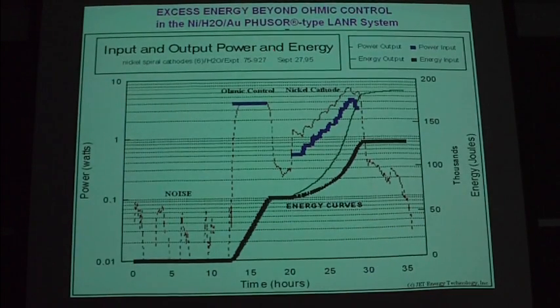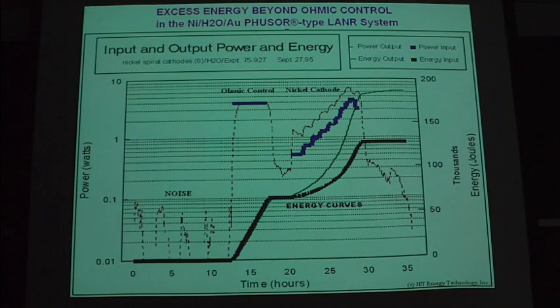Here's a PHUSOR type system where we're using nickel as the cathode, ordinary water as the solution, and gold as the anode. And here over 35 hours is our result. We're looking at up to 10 watts. Here, for example, in our Ohmic control, we would do noise measurement. In our Ohmic control, we're putting in approximately 4 watts input power, and we get a nice match out. On the cold fusion device, here's what we put in. We get more out. Again, this is a log curve.